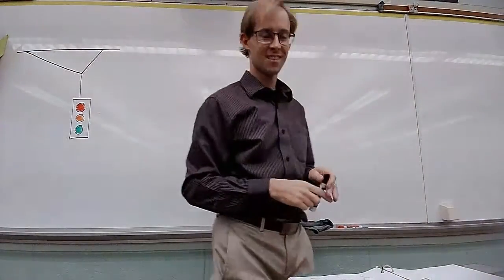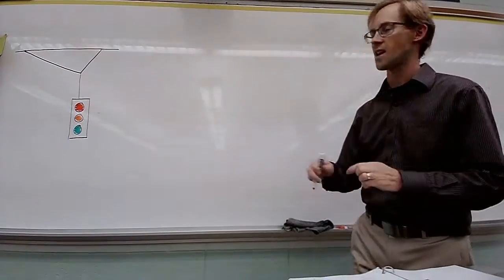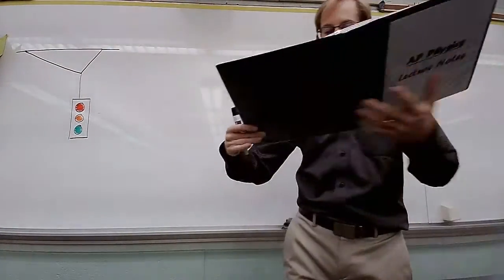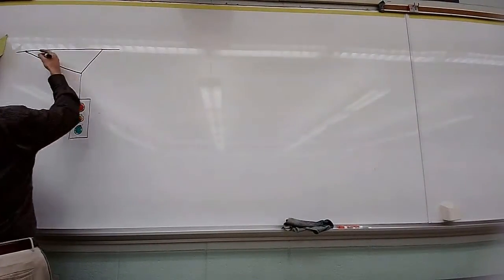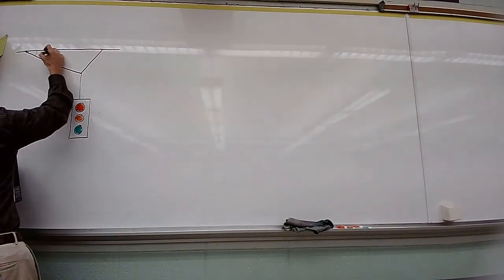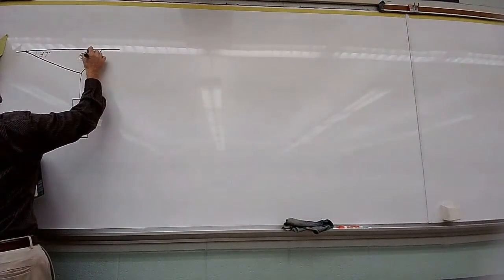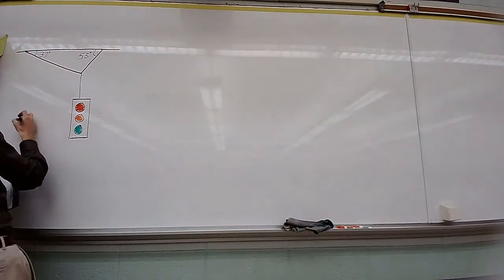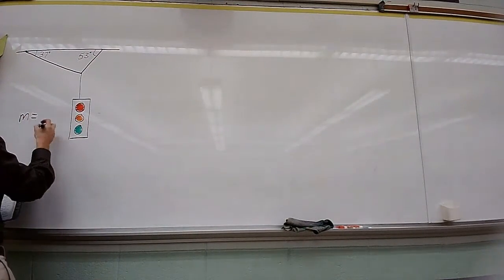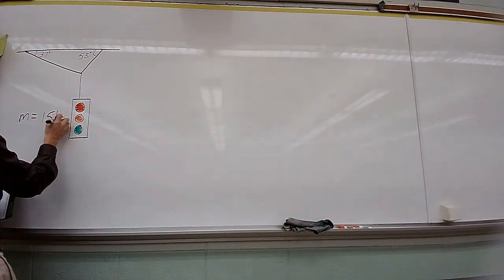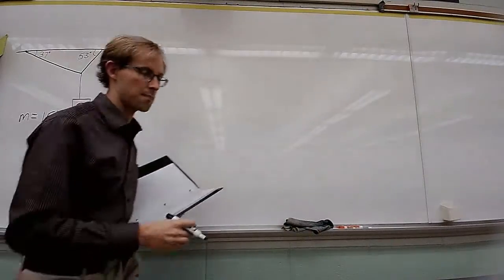Thanks. Okay, so we got our stoplight here. And there's a lot that we want to figure out about this stoplight. It's very special. We got a 37-degree angle right here. We've got a 53-degree angle right there. Moreover, we know that the mass of this stoplight is equal to 15 kilograms. And this is a physics problem if I've ever seen it.